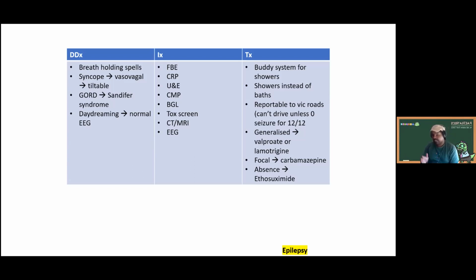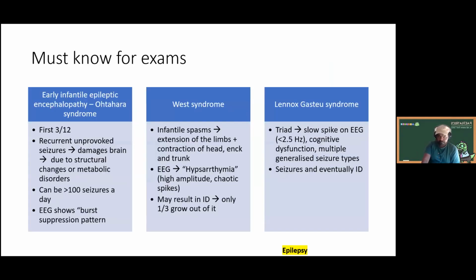Then the three different types of seizures, the way we treat them. For generalized, it's valproate. For focal, it's carbamazepine. And for absence, it's ethosuximide. And these are just things that you commit to memory.